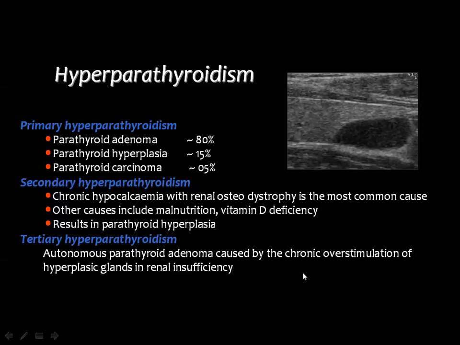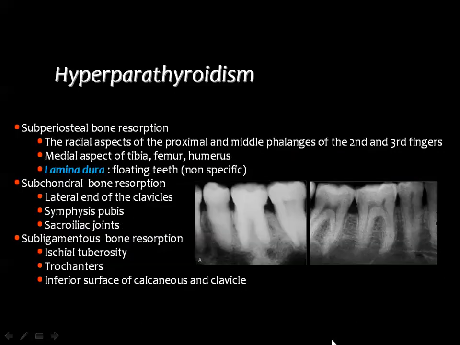hyperparathyroidism. And tertiary hyperparathyroidism means that the parathyroid function is now without any control, and it is autonomous, working continuously to produce parathyroid hormone, which will lead to the skeletal manifestations, as I will mention.